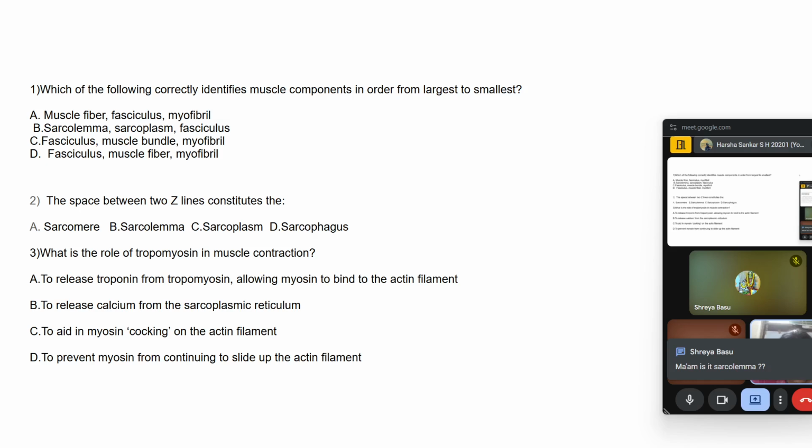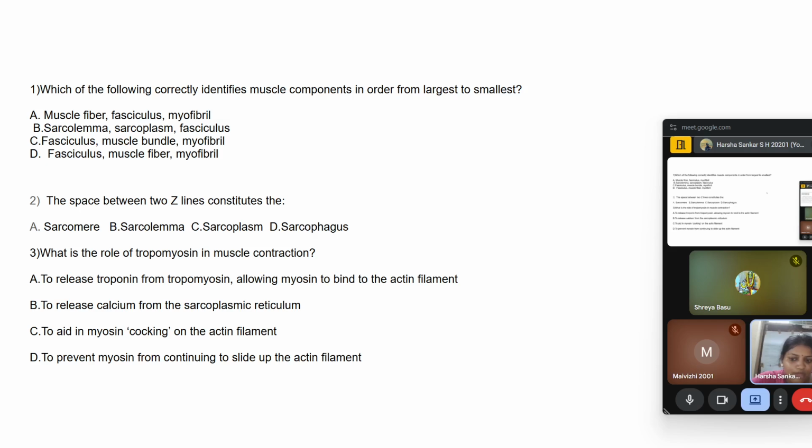It's not sarcolemma. Sarcolemma is the membrane, right? The individual functional unit in sliding filament theory is the sarcomere. The space between two Z lines is the sarcomere, where thin filament and thick filament are arranged. Option A is the correct answer.